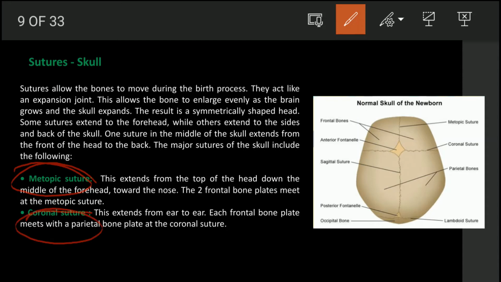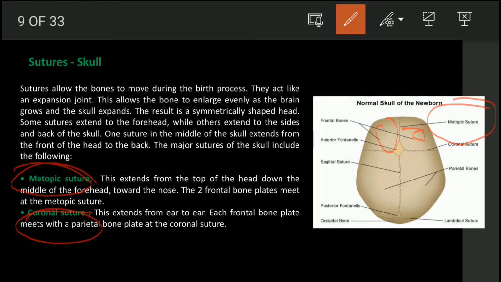Metopic suture: this extends from the top of the head down to the middle of the forehead towards the nose. Two frontal bone plates meet at the metopic suture. मतलब जो भी दो फ्रंटल बोन है हमारे ह्यूमन स्कल में उनके बीच में जो suture present होगा, that is the metopic suture. Here in the figure we can see this metopic suture. ये दो हमारे फ्रंटल लोब्स है और उस मतलब बोन्स है and between them that is the metopic suture.